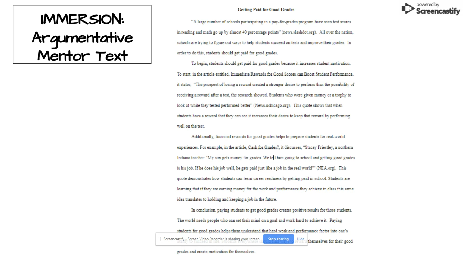In addition, it'll be helpful if you have some colored pencils or colored highlighters available for marking up your mentor text. And lastly, it'll be really helpful if you have your informative mentor, because you're going to take a moment to pause this video, read quietly through this argumentative mentor, and stop and think about any similarities or differences you notice between the mentor text for this unit on argumentative writing called Getting Paid for Good Grades and the mentor text on ecosystems for informative writing.